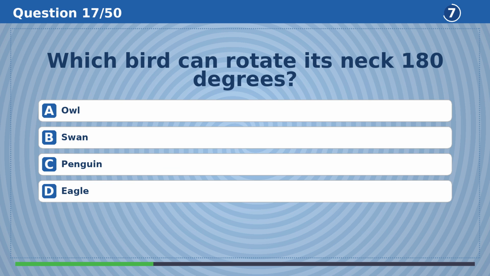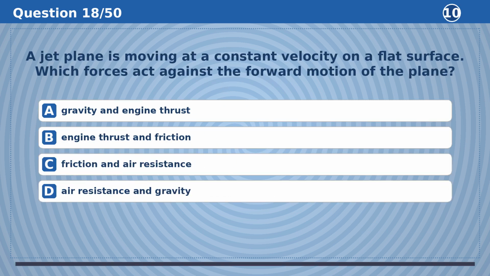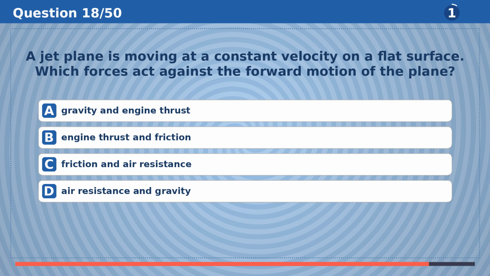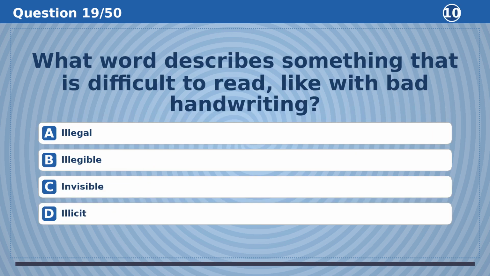Which bird can rotate its neck 180 degrees? The answer is A. Owl. A jet plane is moving at a constant velocity on a flat surface. Which forces act against the forward motion of the plane? The answer is C. Friction and air resistance.